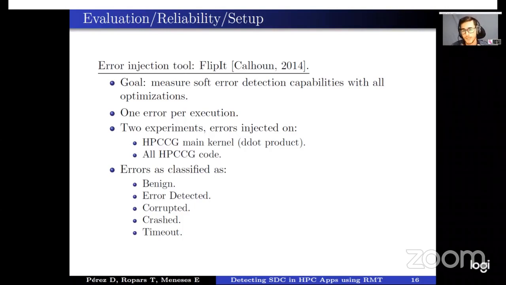If the technique detects there is variation, we will classify that error as detected. If the application finishes correctly, but it finishes with a different result than the expected, we will classify that error as corrupted. If the application does not finish, if it crashes, that error is classified as crashed. And if the application does not finish, it's classified as a timeout.